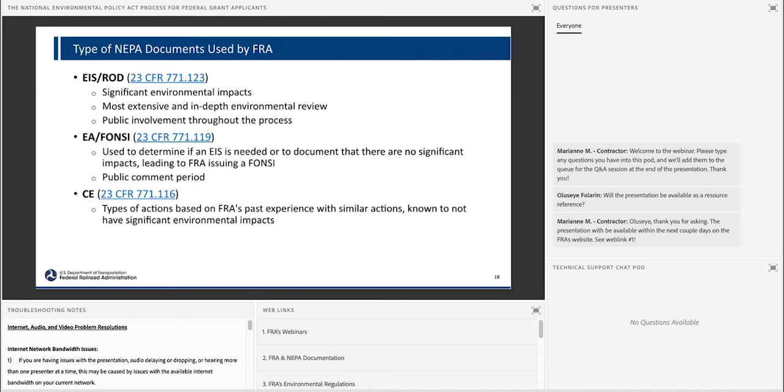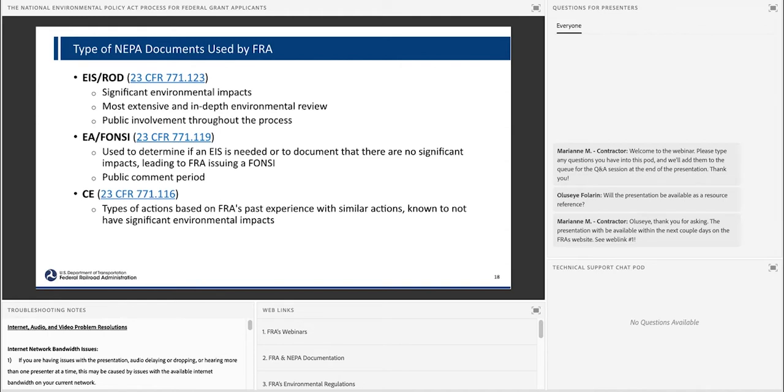There generally is a public comment period associated with our environmental assessments, but again, the distinction is if folks are familiar with EISs, that tends to be a more in-depth public involvement process, but we do seek public comments during our environmental assessments.